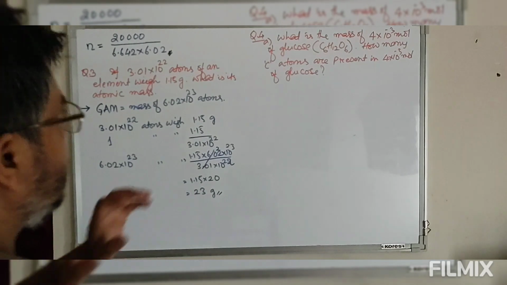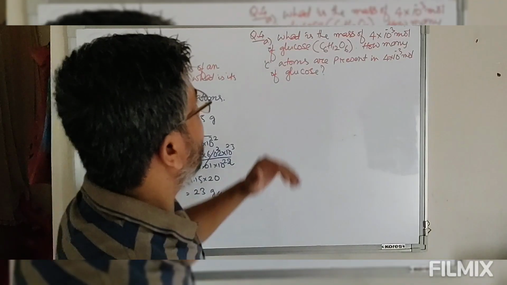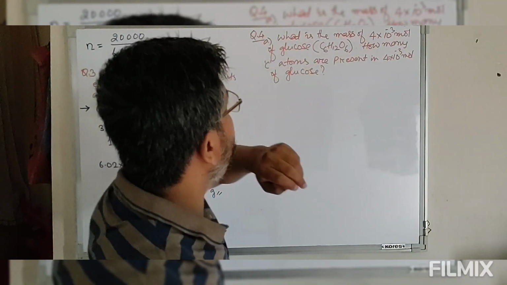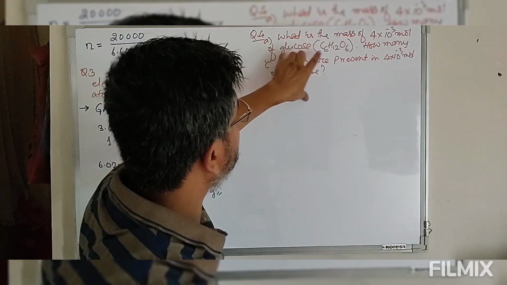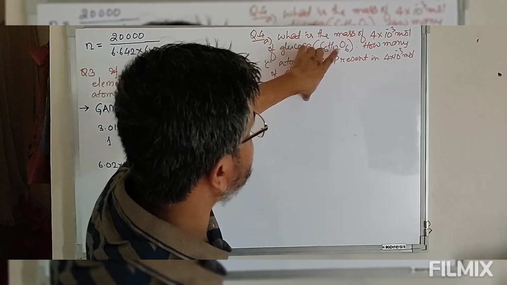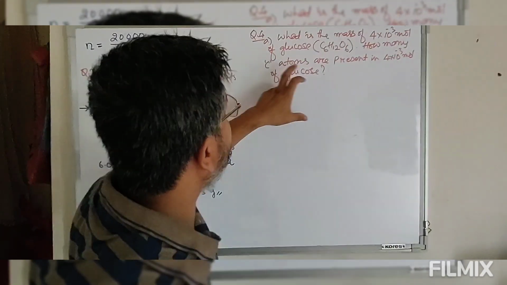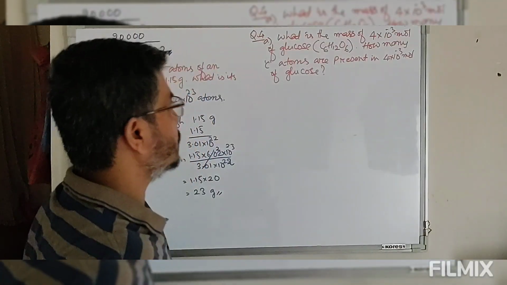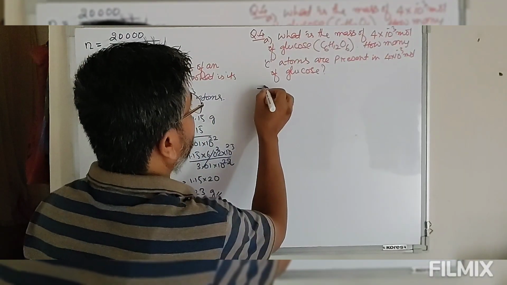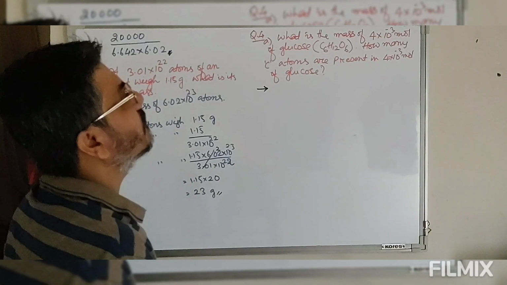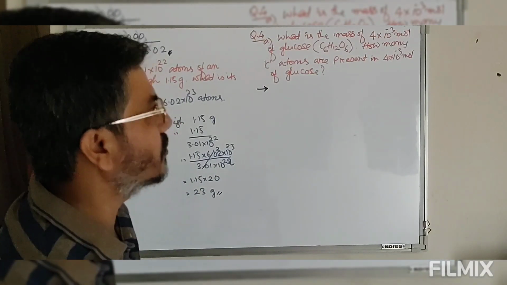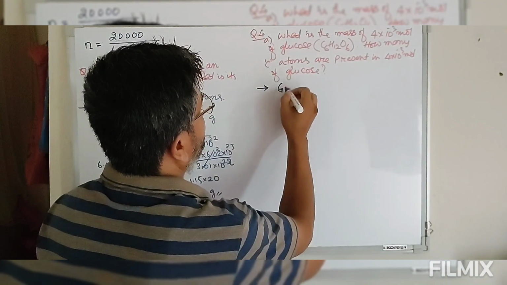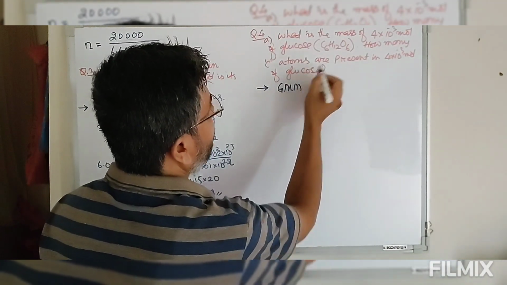Now let's take the next problem. The question says, what is the mass of 4 into 10 power minus 3 moles of glucose, whose molecular formula is given as C6H12O6. How many carbon atoms are present in 4 into 10 power minus 3 mole of glucose? Now look at this, we have to find the mass of 4 into 10 power minus 3 mole. So let's define the gram molecular mass of glucose.